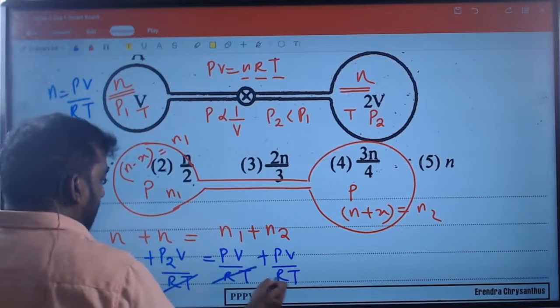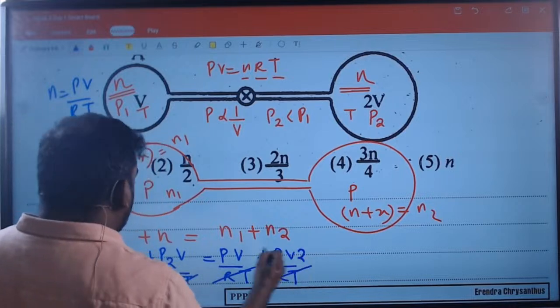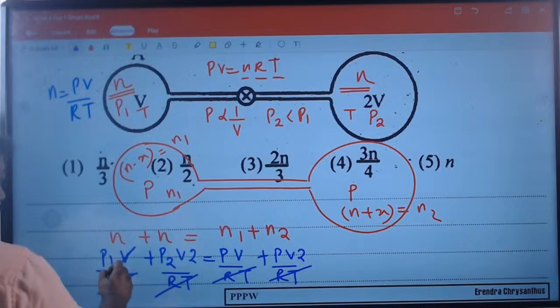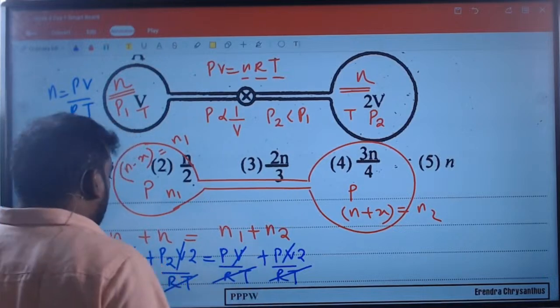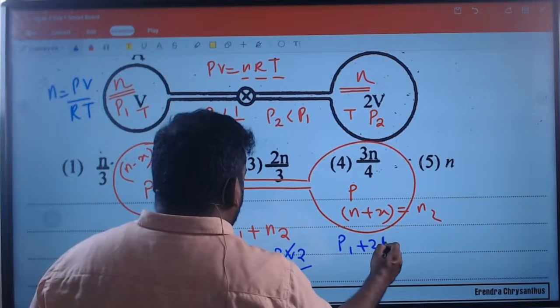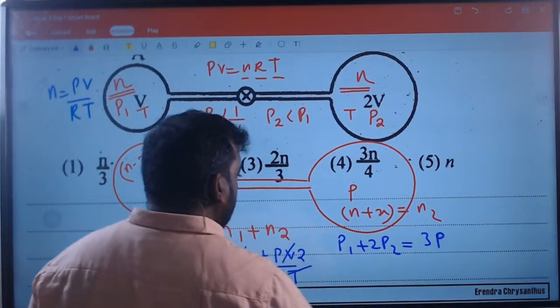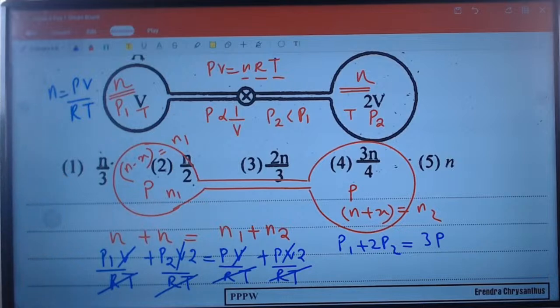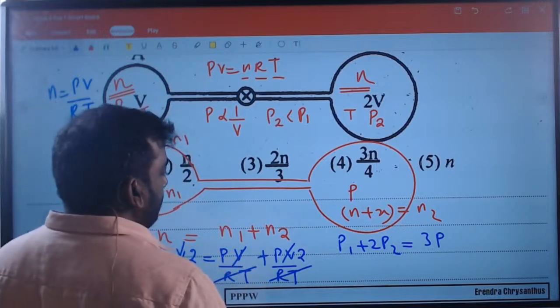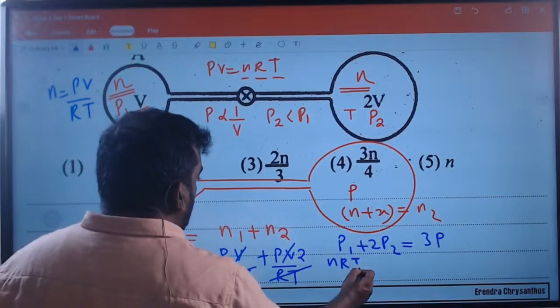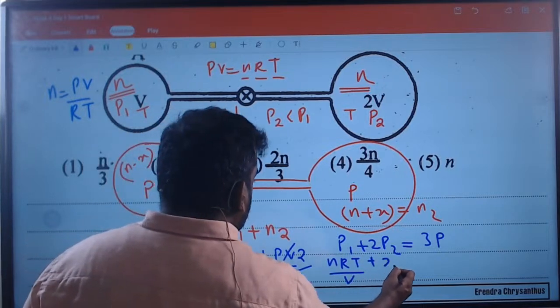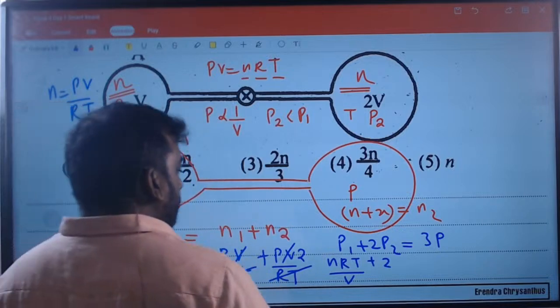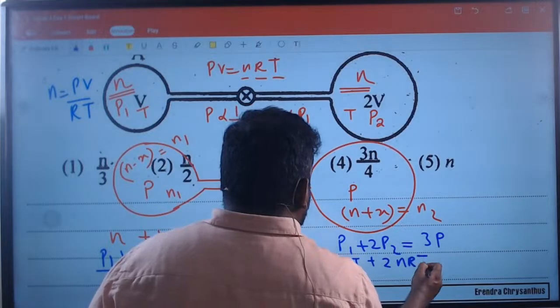RT cancels off everywhere. Here volume is 2V, don't forget. All the V values cancel off. From this you will get P1 plus 2P2 equals 3P. Look at the board. What is pressure P1? nRT over volume. What is pressure P2? nRT over volume.